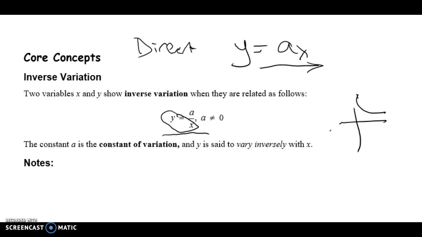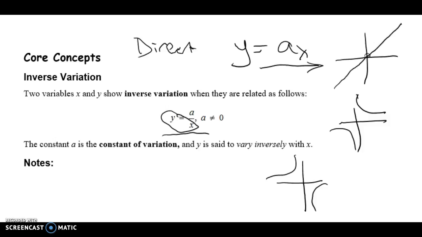The graph is going to be two branches that look like this, unless it's negative, then the two branches will be in opposite quadrants like this. Direct variation, as a review, the graph is a constant line and it always goes through the origin. Key point there, always going through the origin. Notice in both equations, the direct and inverse, we have y by itself. In direct variation we have a times x, and in inverse variation we have a over x.